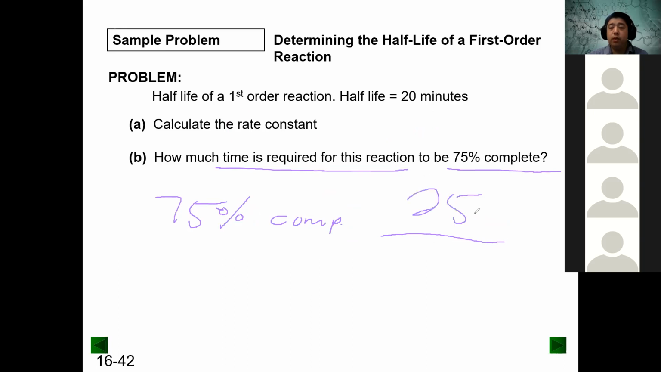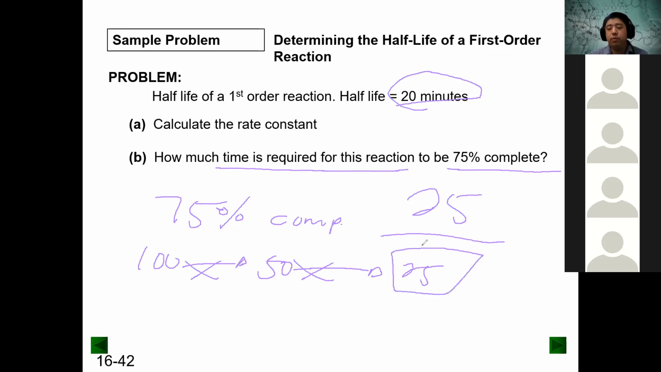$25, okay? So if you have 25 left, remember you start with 100, after one half-life you get 50, after a second one you get 25. So we have essentially gone through two half-lives. And if one half-life is 20 minutes, how many minutes is it for our entire thing to get to 25% complete? It's 25% left.